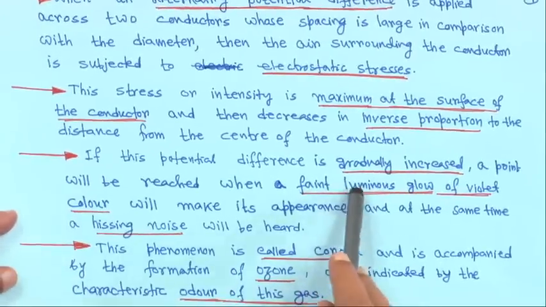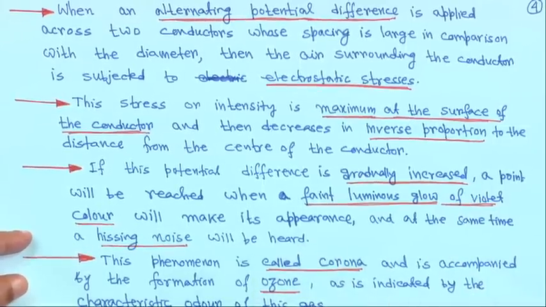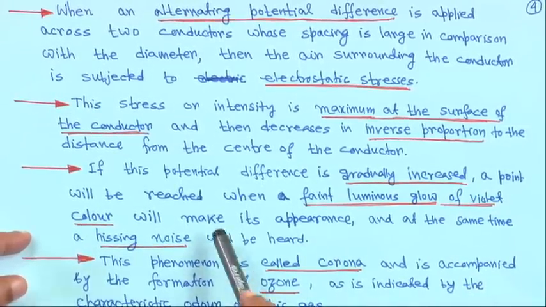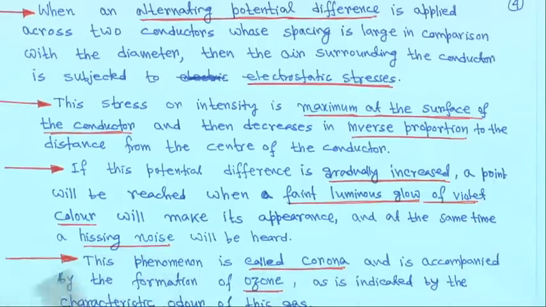Now, if the potential difference is gradually increased, if you go on increasing the potential difference, then a point will be reached when a faint luminous glow of violet color will make its appearance, and at the same time a hissing noise will be heard.